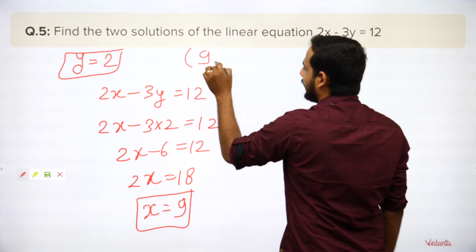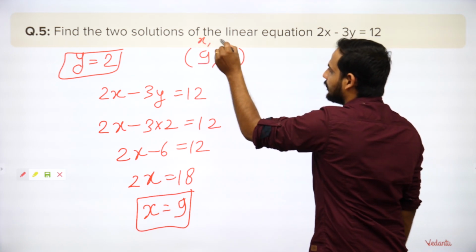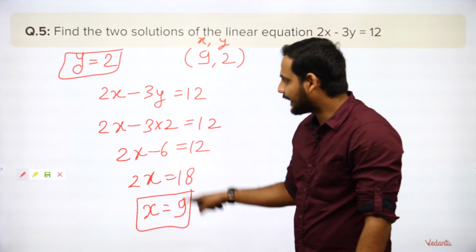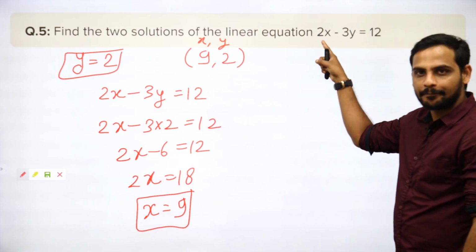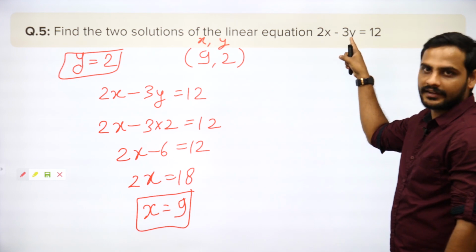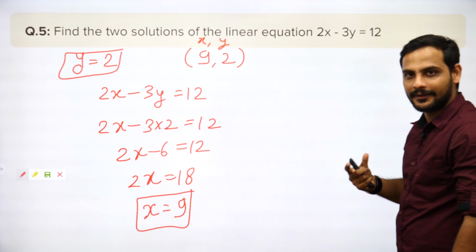So this is my first solution. What is that? 9 comma 2, not 2 comma 9, because I have always told you it is written in the form of x comma y. So x is 9, y is 2, so 9 comma 2, and you can see it is satisfying. 9 2s are 18, 2 3s are 6, 18 minus 6 will be equal to 12. Yes, it is satisfying.